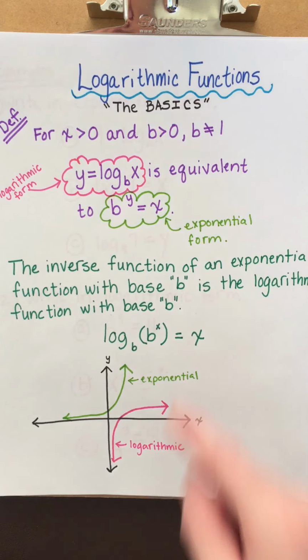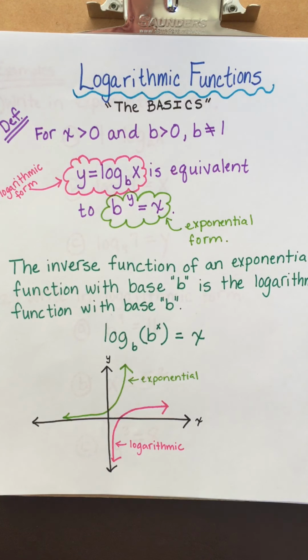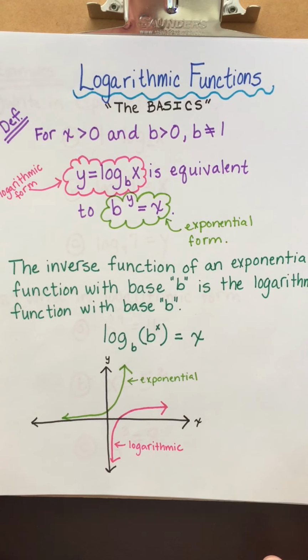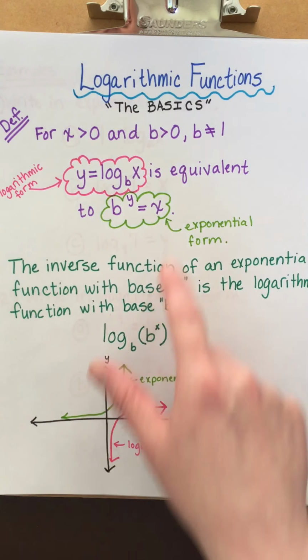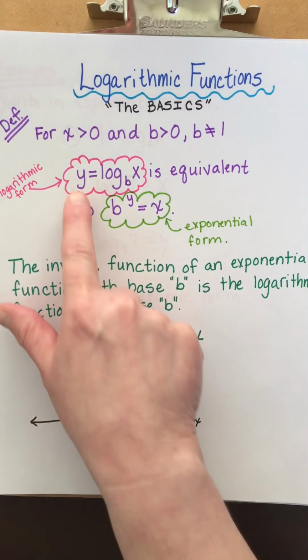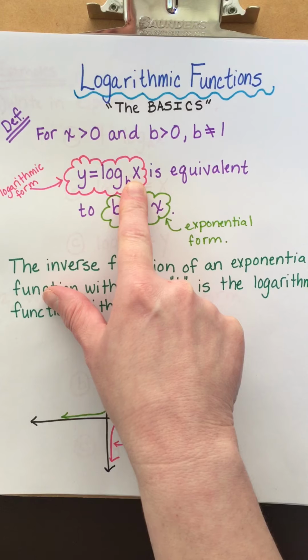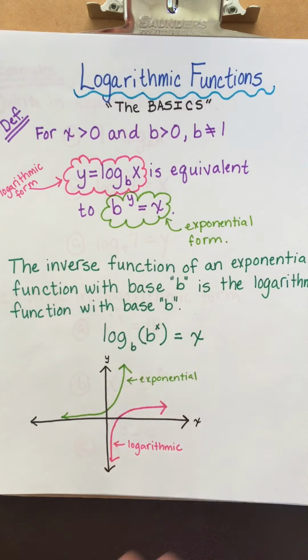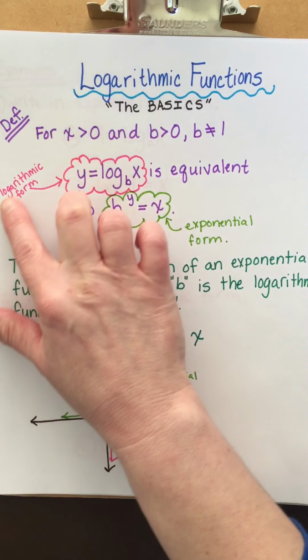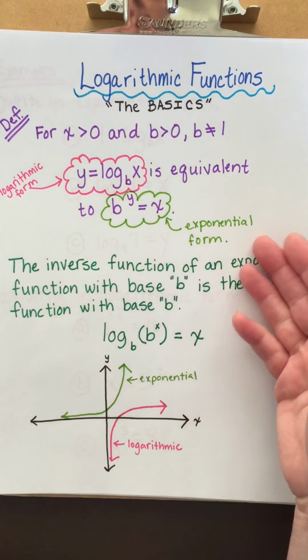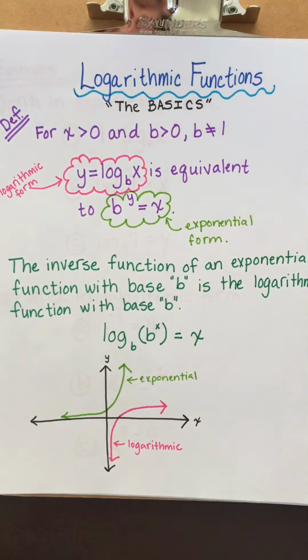Hello people, today we're going to talk about logarithmic functions, just the very basics. The definition for a logarithmic function is, for any x bigger than 0 and b greater than 0, as long as b is not 1, y equals the log base b of x is the same thing as saying b to the y equals x. And this would be considered logarithmic form, and then this would be exponential form.